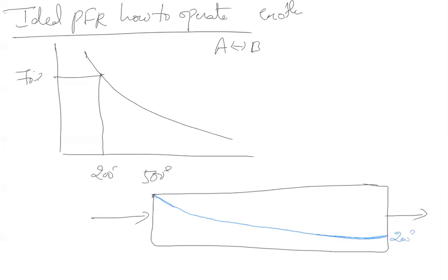So that you start here. Starting at 200 is not required. I'm starting with a higher temperature and slowly decreasing it, so that the equilibrium conversion gives a push for the conversion. Equilibrium is a limit, basically. So this is how an ideal PFR operates.